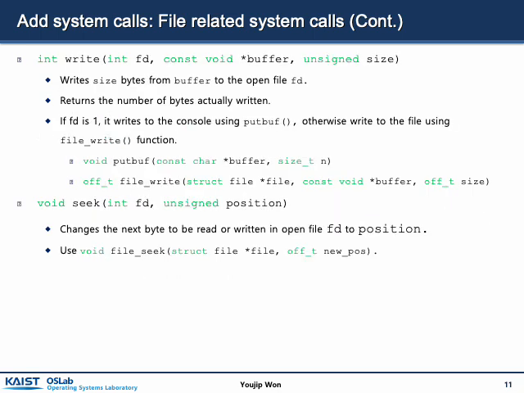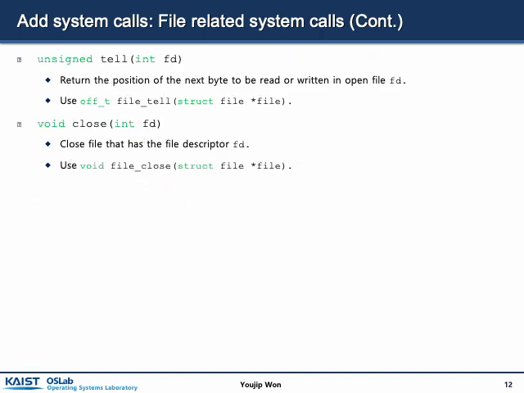The write system call writes size bytes from buffer to the open file FD. This system call returns the number of bytes actually written. If the FD is 1, this system call writes to the console using putbuf, otherwise it writes to the file using the file_write function. The seek system call changes the next byte to be read or written in open file FD to position. You may need to use the file_seek function to implement this seek system call.